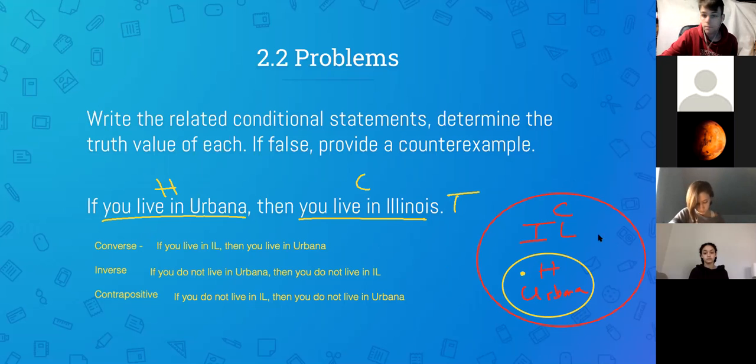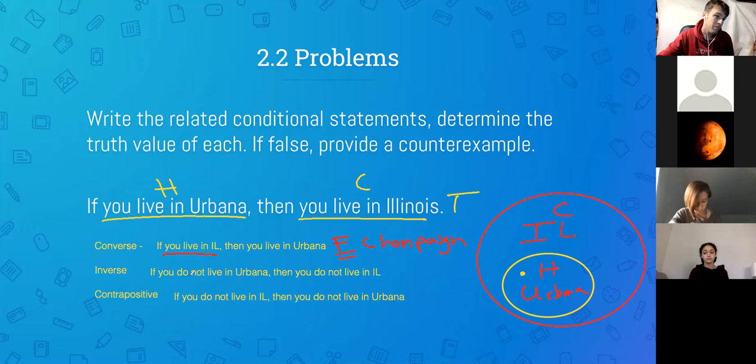The converse, if you live in Illinois, then you live in Urbana. This one would be false. We could think of a bunch of counterexamples. Any other city in Illinois would be a counterexample for this. One easy counterexample would be Champaign. Champaign is in the state of Illinois, but it's not in Urbana, so that makes this one false.